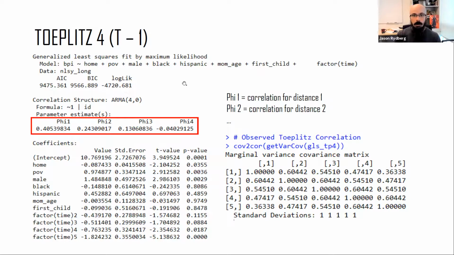Again, if we were to go Toeplitz 3 or something like that, it would assume that the left-out distance is 0. In some cases that might be fine. I think it's usually safe when you have a small number of time points, like we do here, to go for T-1.